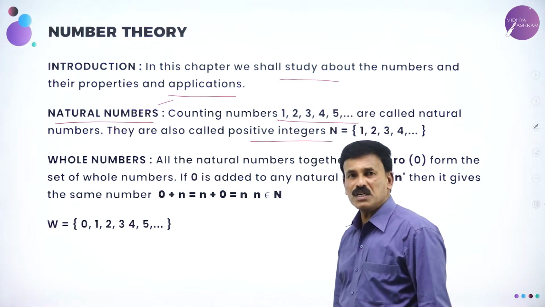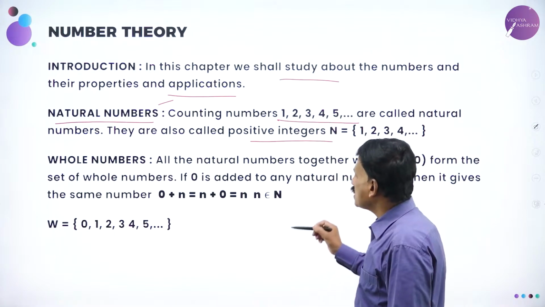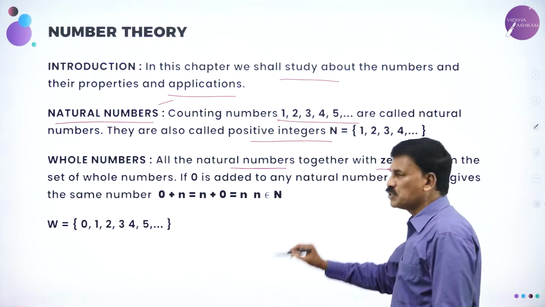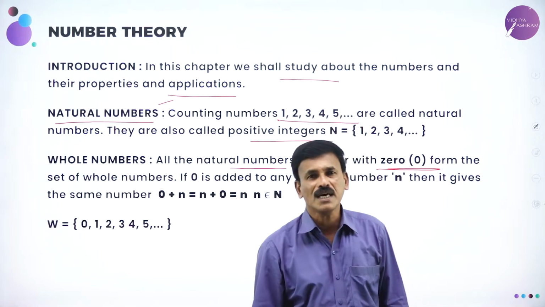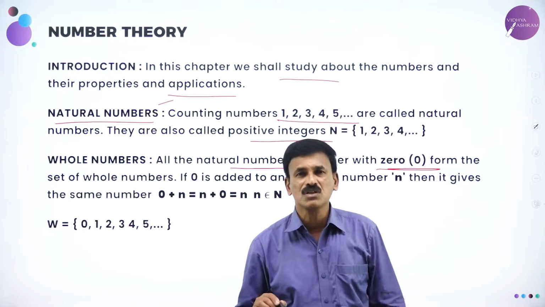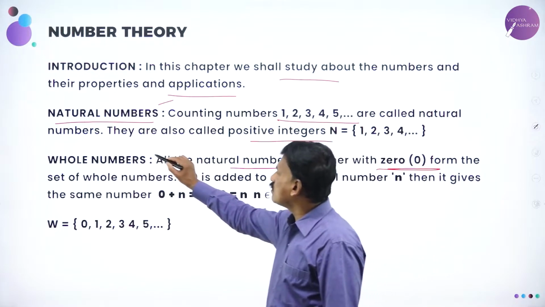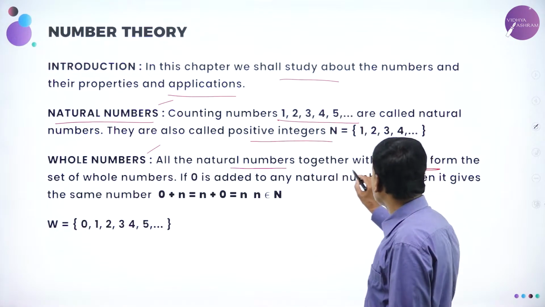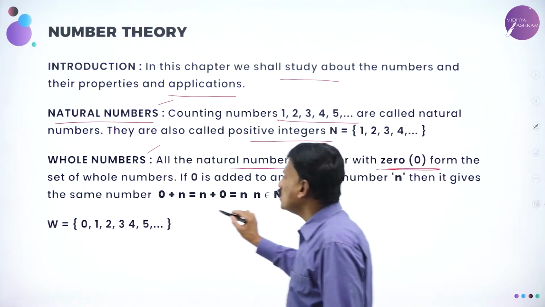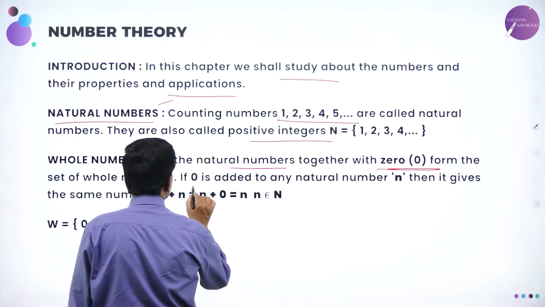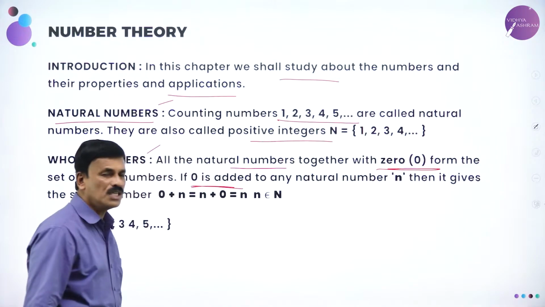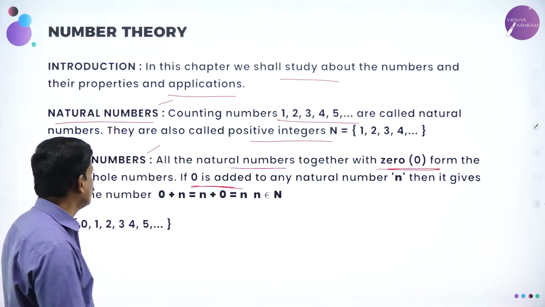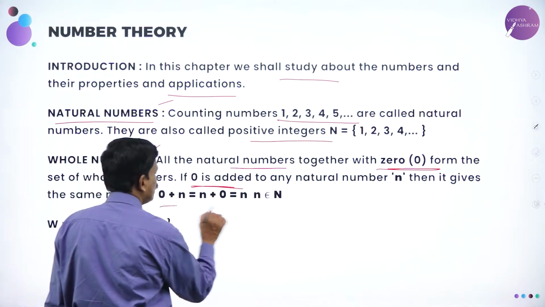Now, what is meant by a whole number? Whole numbers are nothing but all the natural numbers together with 0, including 0. All the natural numbers including 0 come under a set called the set of whole numbers. Suppose if you add 0 to any natural number, what will we get? The same number we will get.